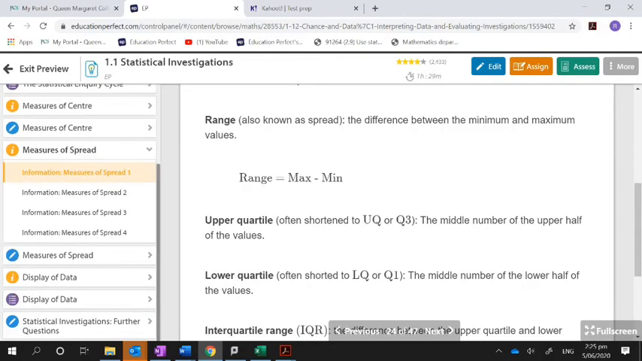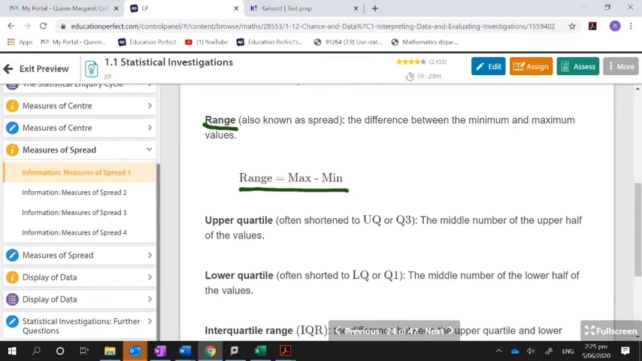You need to know the range and how to find it. Range is easy. You just take the biggest number and subtract the smallest number from it. So the biggest one minus the smallest one gives you the range. It's like a spread of data.